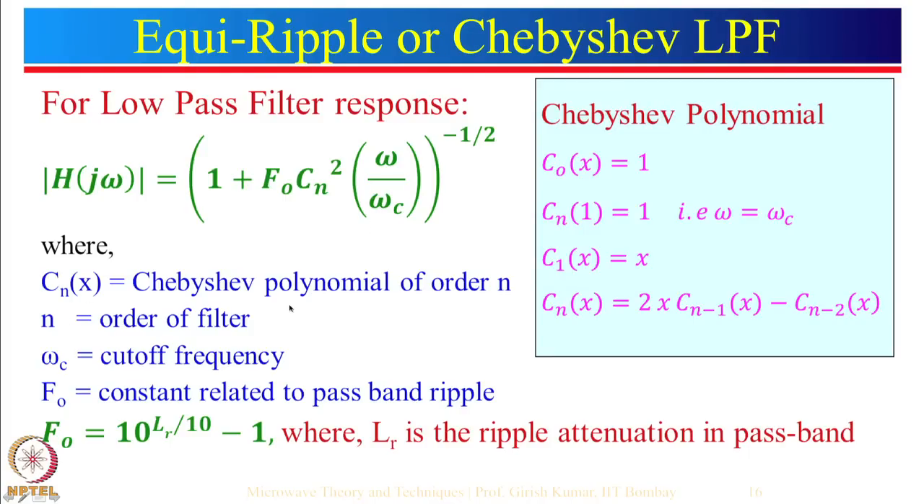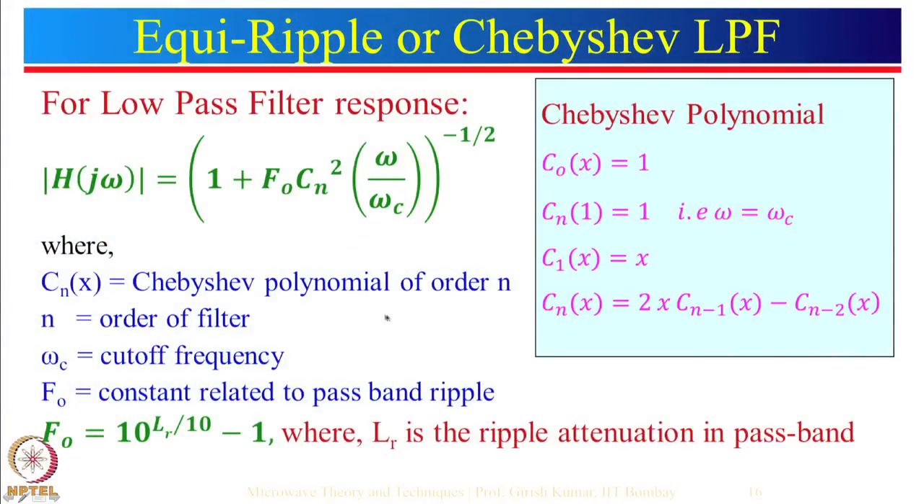Cn(x) is the Chebyshev polynomial of order n, and let me just tell you, this Chebyshev polynomial is actually defined in two different limits. One limit is for omega less than omega c, or if it is normalized, then omega less than 1. In that particular region, the variation is cosine. In the region of the stop band, which is for omega greater than omega c, or in the normalized case omega greater than 1, this Chebyshev polynomial is nothing but the cos hyperbolic function.